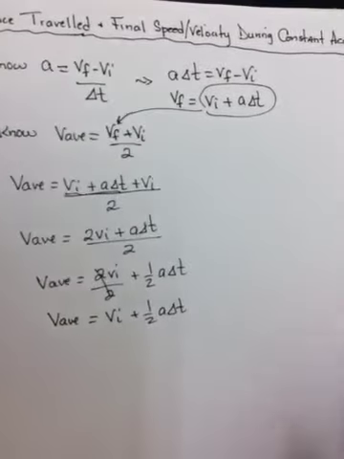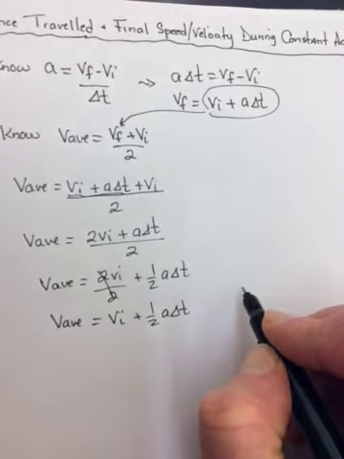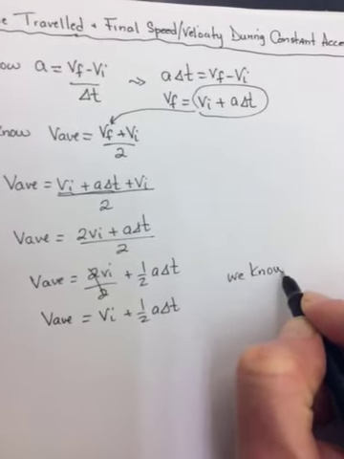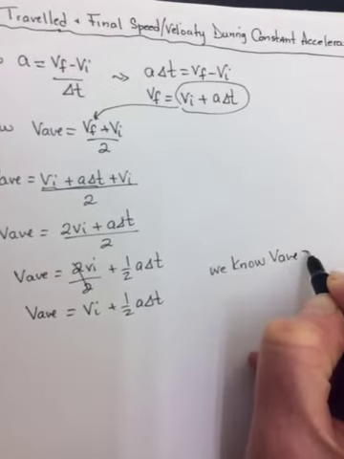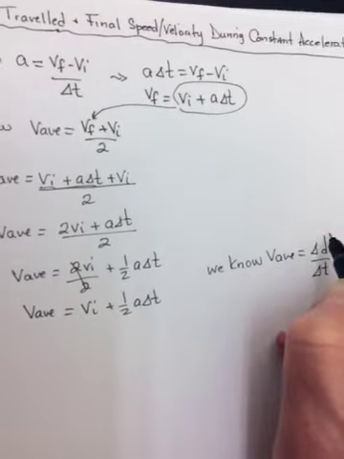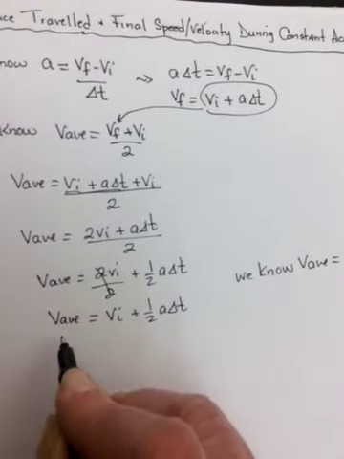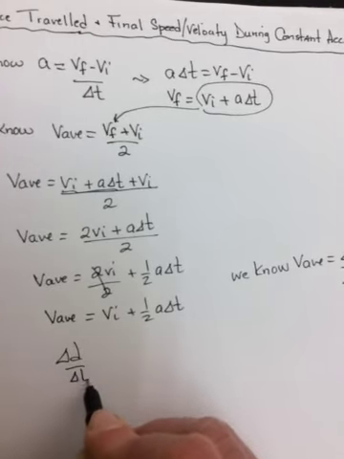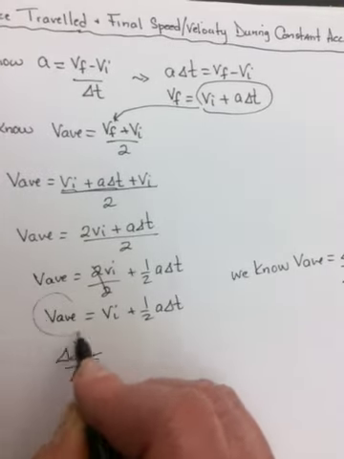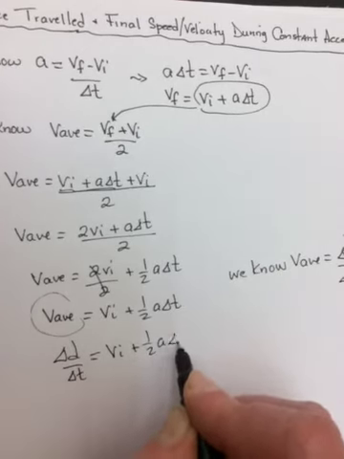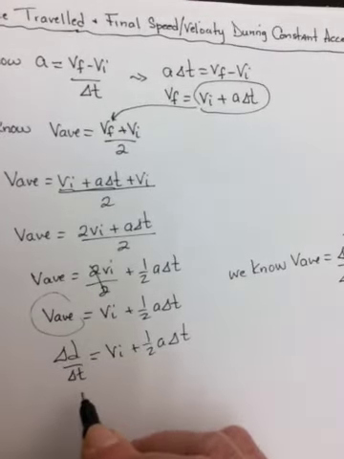I need to do one more substitution. We also know that v average is equal to delta d over delta t. So if we're talking about average velocity, this would be displacement. So delta d over delta t, if we sub it in for v average, is equal to vi plus 1/2 a delta t. And now I want to get this delta t off the bottom.